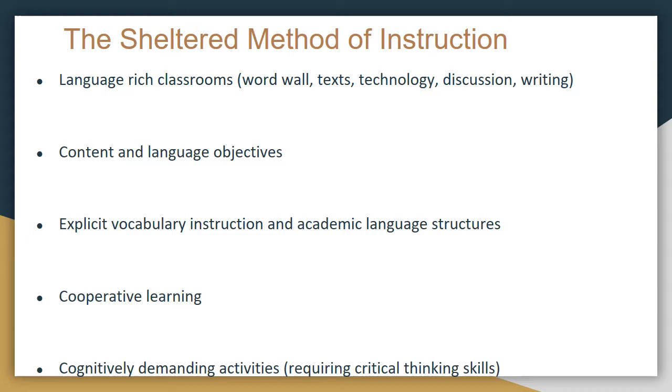Sheltered method of instruction further features content and language objectives, similar to the content method that we discussed earlier. There's explicit vocabulary instruction, and also there's explicit instruction on academic language structures and how information is presented in each area, like math, science, social studies. Students are provided with cooperative learning opportunities, and they have cognitively demanding activities, as we've mentioned before.